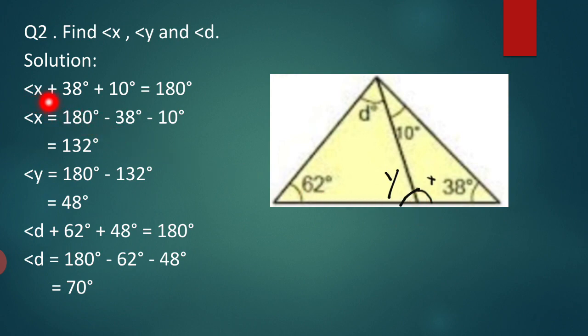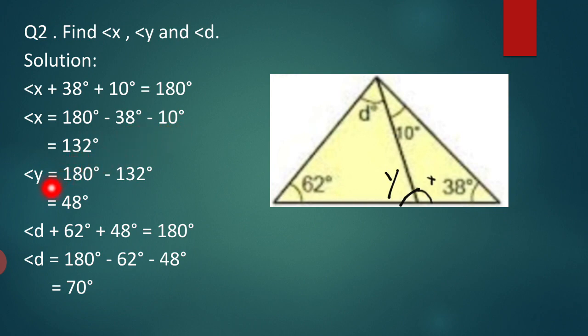As you can see, the sum of all these angles is equal to 180 degrees. 38 degrees and 10 degrees are known to us. Take the known angles to the other side of the equal sign by changing their signs. So angle x is equal to 180 degrees minus 38 degrees minus 10 degrees, which gives you 132 degrees.